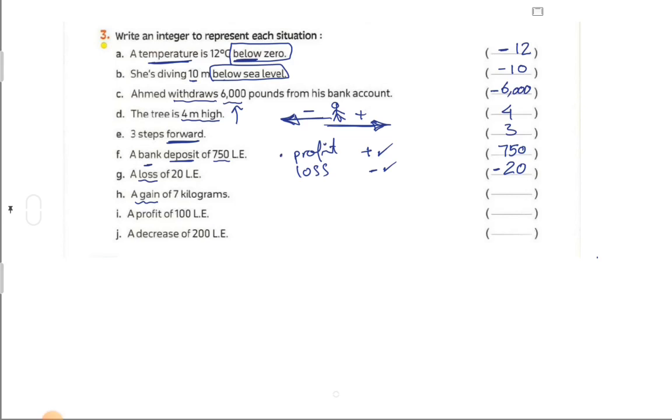Again, it's like profit. You earned 7 kilograms, so 7 is a positive integer. Profit is positive 100. Increase is positive, decrease is negative, so we have negative 200. If he said it's an increase, it will be positive, but a decrease is negative.